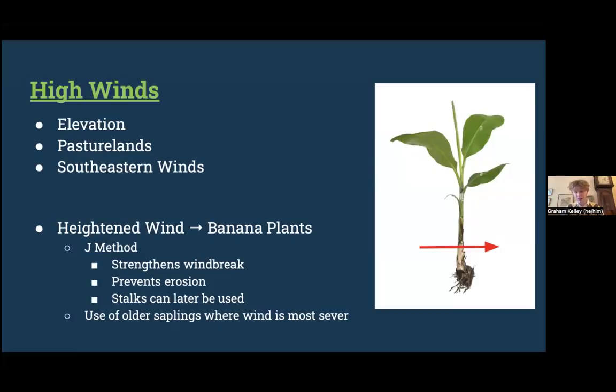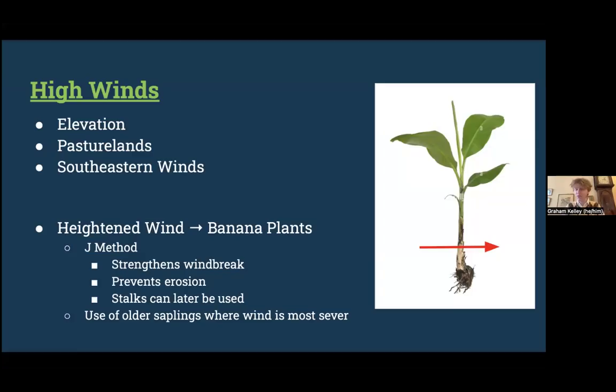The added side effect that you have for doing something like this is only positive, as it prevents erosion. An additional side effect is that after those saplings have gotten to an age where they don't need the windbreak anymore and they're strong enough to survive on their own, then you can remove the stalks and remove the banana plants and use them for other areas of the cinder cone for your mulch or whatever you need.